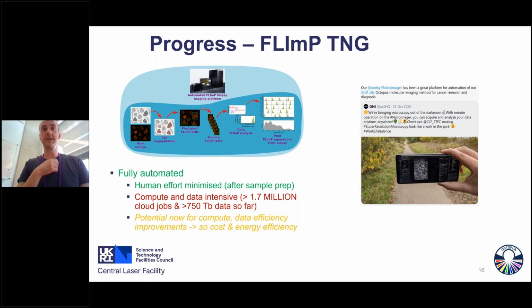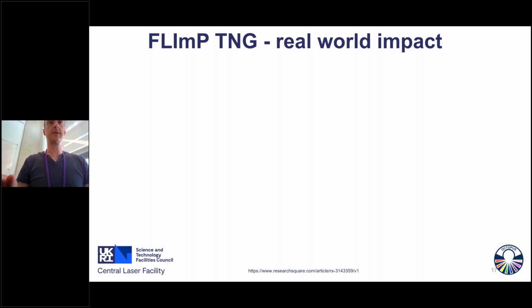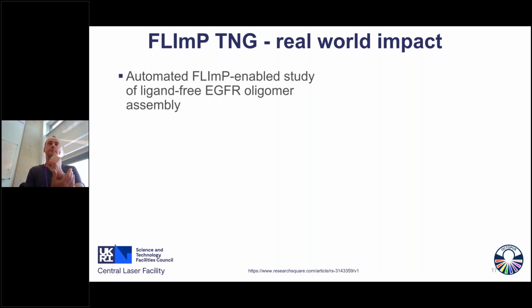So Ben, who did a lot of the automation of this on the grant, like me, was stuck at home for the best part of 18 months, but with Sarah preparing samples on the microscope, he was able to come in. This is Ben having a walk through the park and keeping an eye on how our FLImP acquisition was going on the ONI from his mobile phone. So it illustrates that we couldn't have done this work without the automation, particularly given what happened around the world. So I'll now move on to what this has actually enabled us to do.